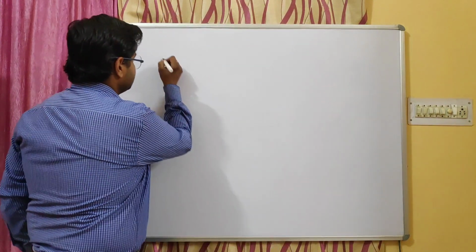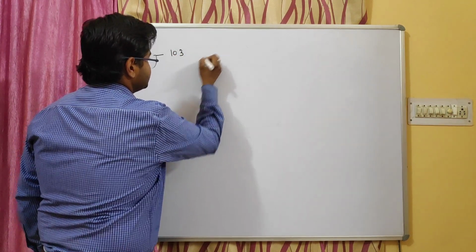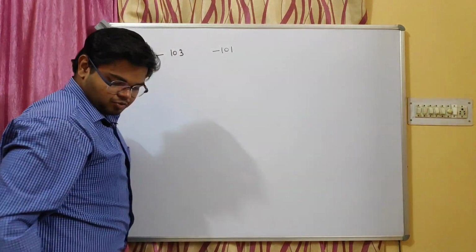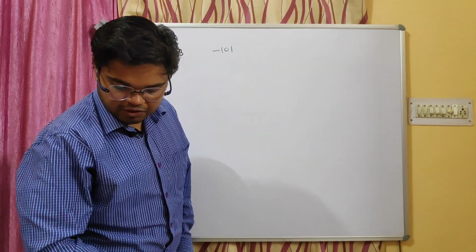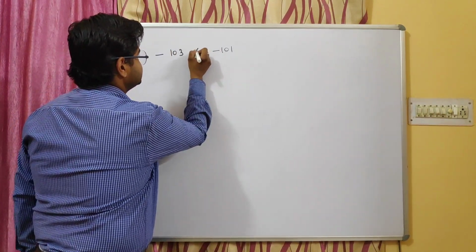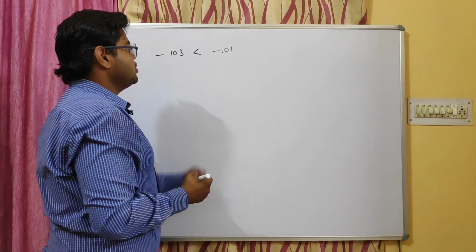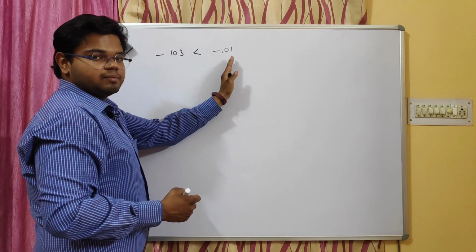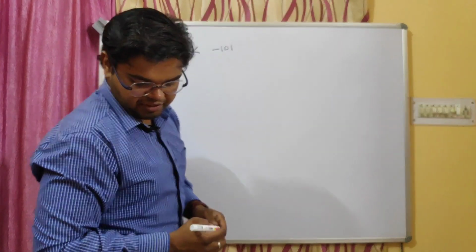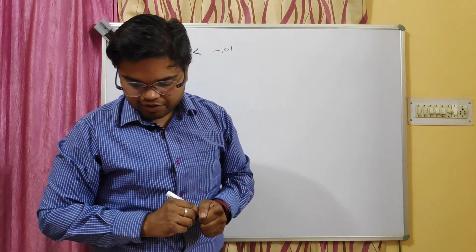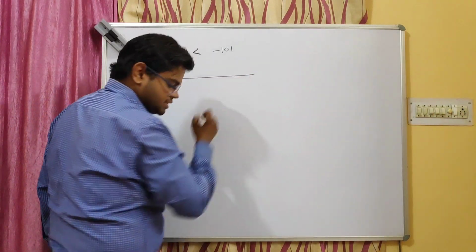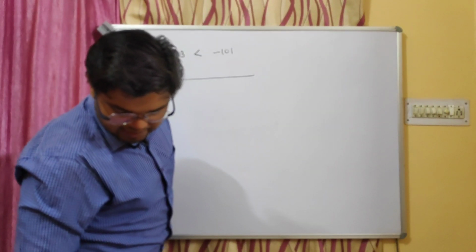Part number 3, minus 103 and minus 101. We need to put a symbol, greater than or smaller than. Minus 101 is greater than minus 103 because minus 101 is towards the right of minus 103 on the number line. Now, the number of integers lying between minus 11 and 5. You need to find the number of integers lying between minus 11 and 5.